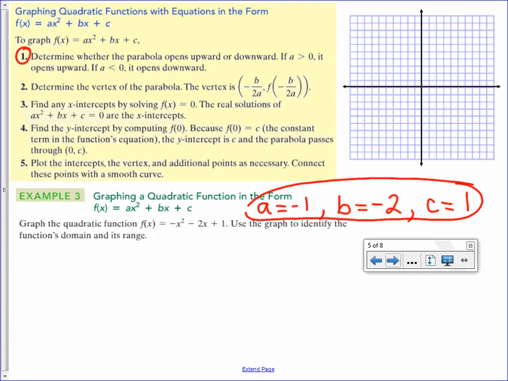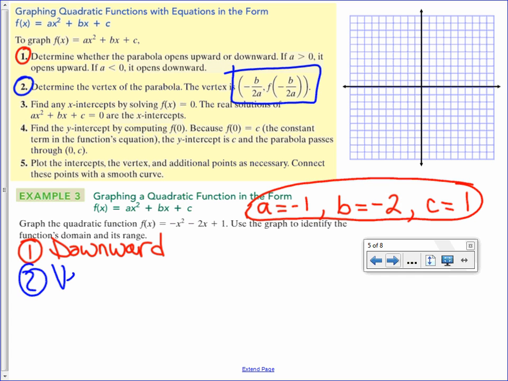Okay, so for this parabola, we know that a is negative, so we know it's going to open downward, right? So we got the first step out of the way. Now, second step: when you have it in standard form like we did previously, it's very easy to find the vertex. When it is in general form, it's not so easy. We actually have to work for that. And we're going to be using that formula. So number 2 is the vertex.